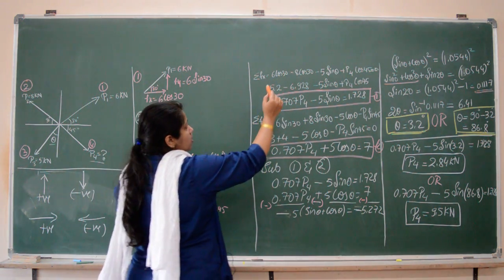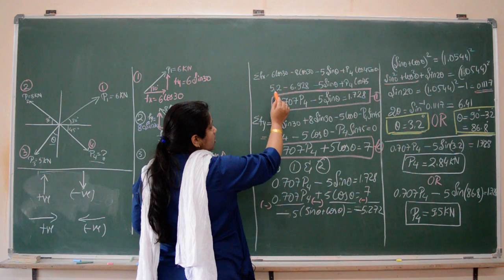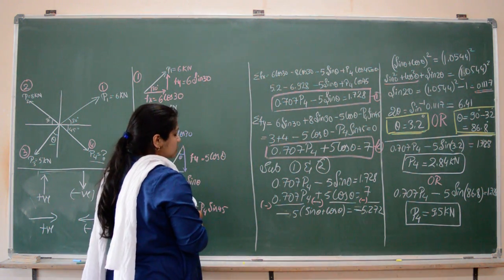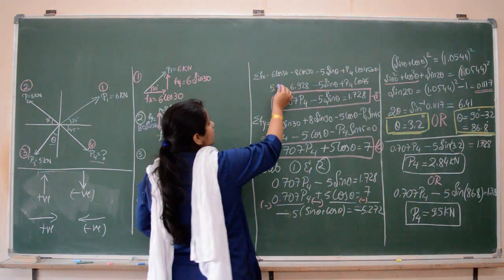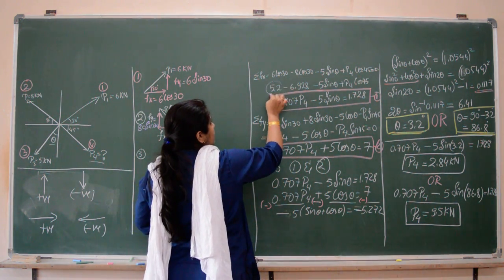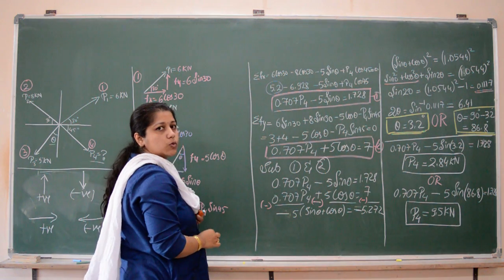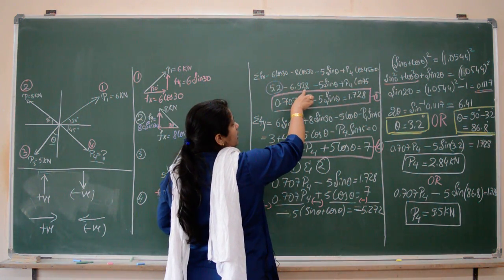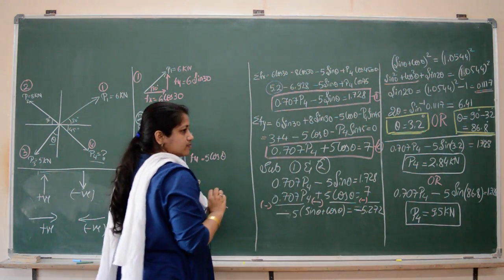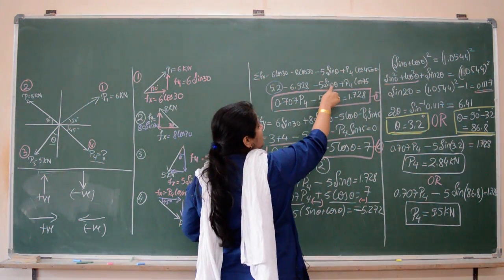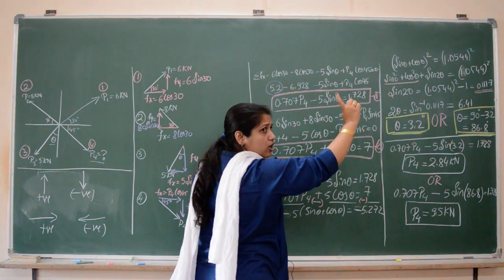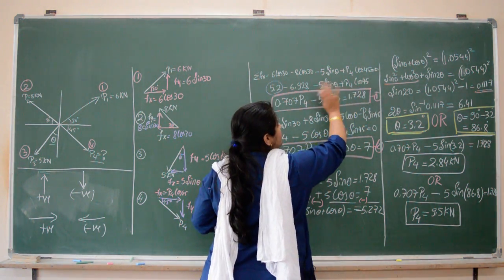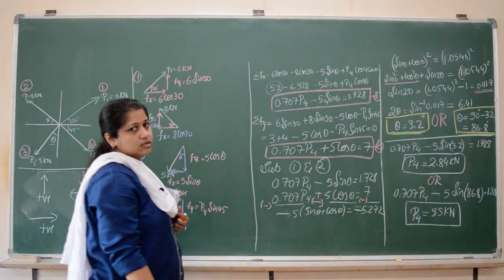Next, on solving the known components, I arrive at this particular equation. See students here, I can solve 6 cos 30, I will get a value of 5.2. 8 cos 30, 6.928. The unknowns I am going to keep as they are. Theta I cannot solve, so I am going to keep it as it is. P4 cos 45, I am going to keep it as it is.